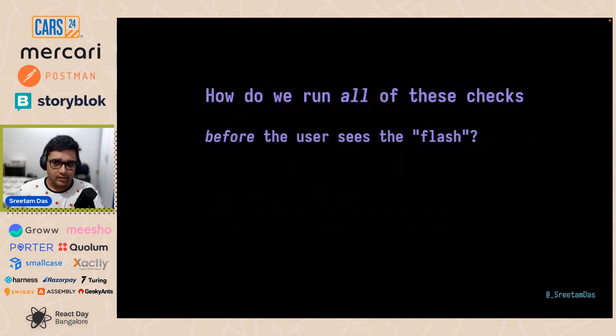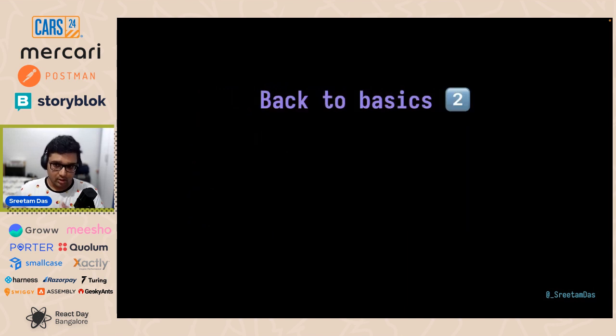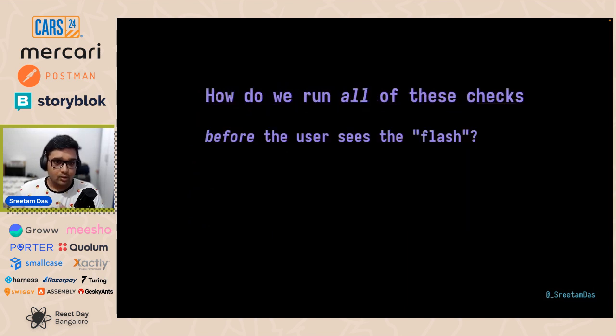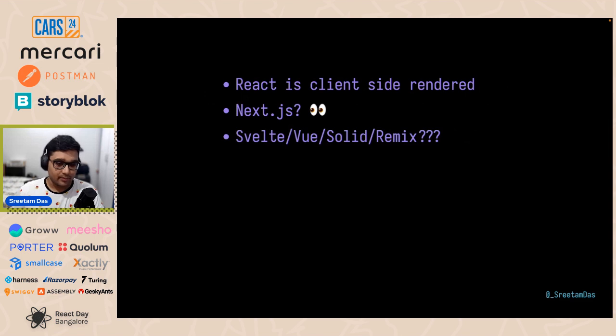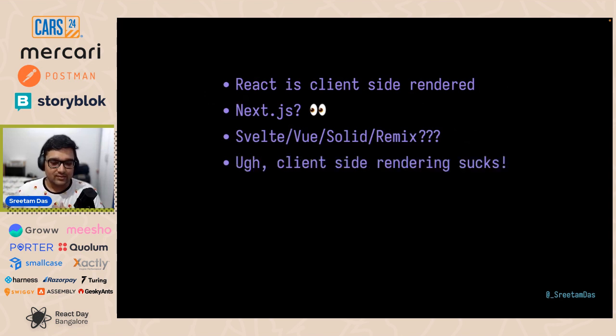But all of this runs after the initial loading. So how do we run all of these checks before the user actually sees that particular flash? Remember, the problem is still that React is client-side rendered. Well, would adding Next.js magically solve this entire issue? Do we need to use something else instead? Client-side rendering kind of sucks.